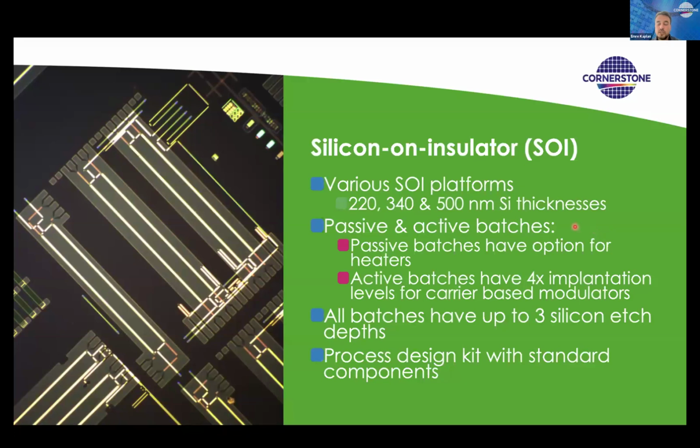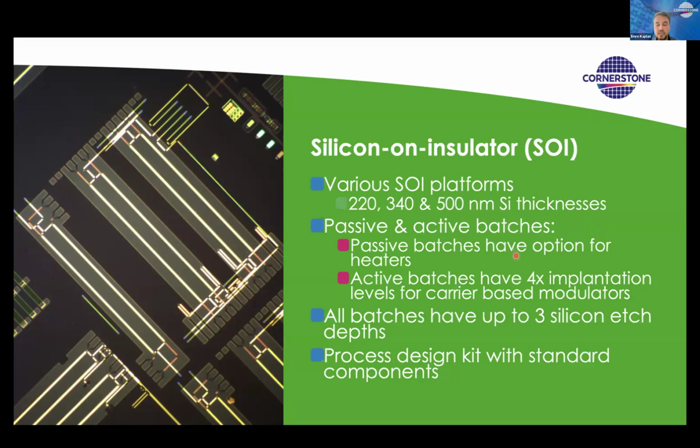In the passive batch, you have an option for the integrated heaters, where the active batch provides also implantations of the silicon layer. So you can create your own PN junction. It's mostly for carrier-based modulators. So all these batches, we provide three different silicon etch depths.